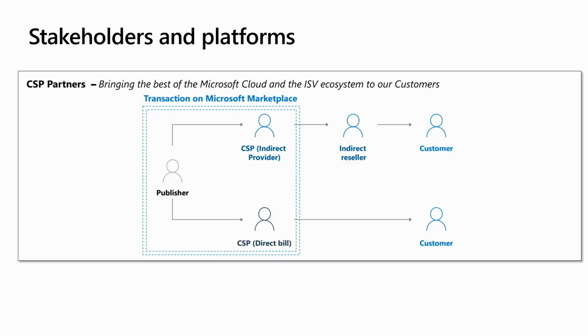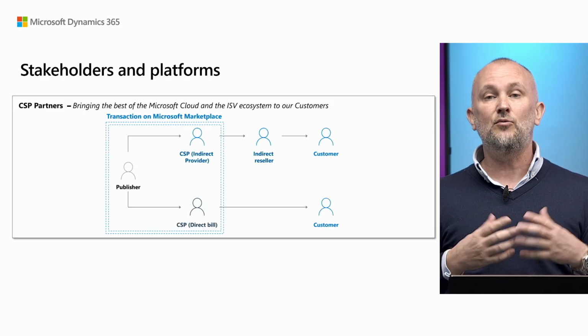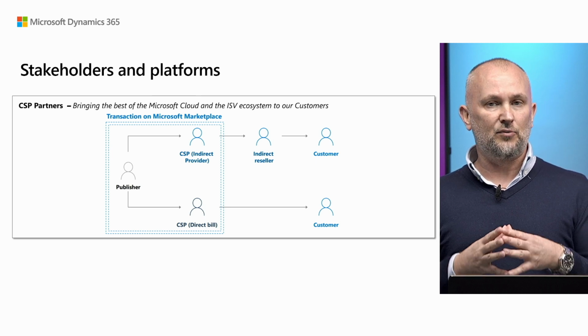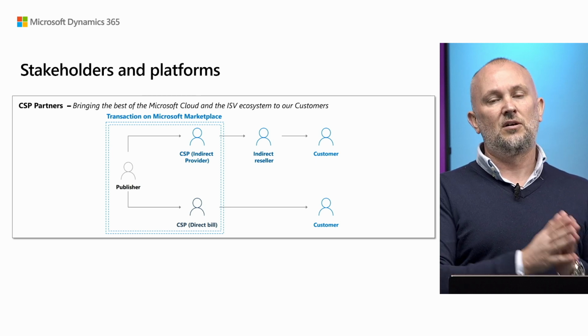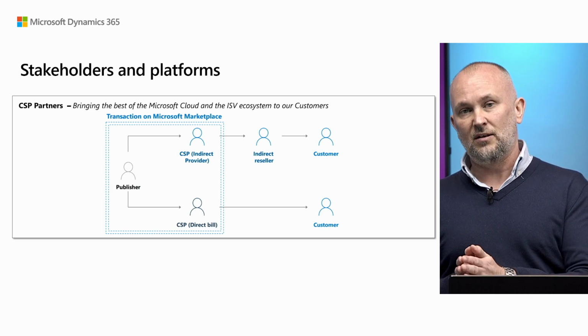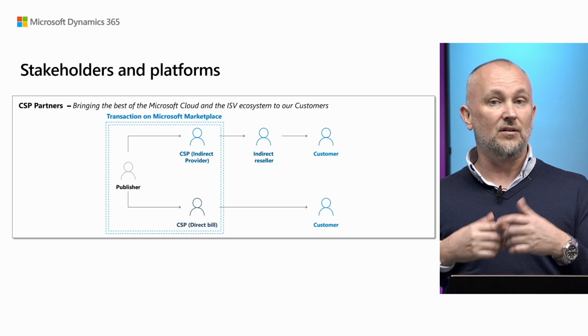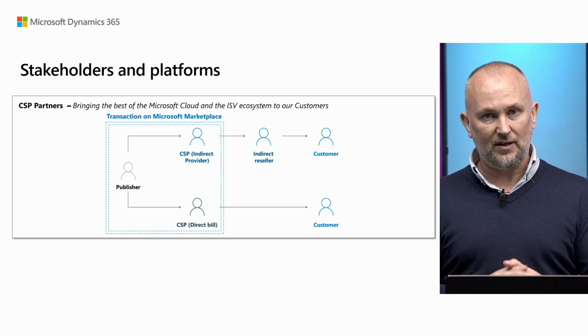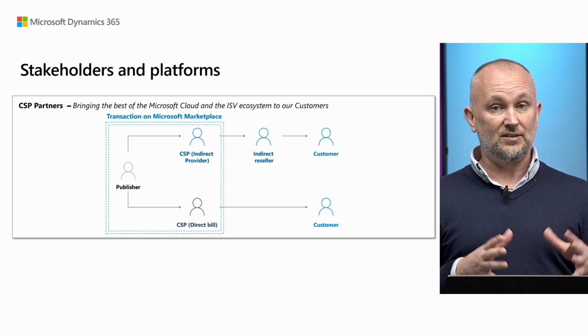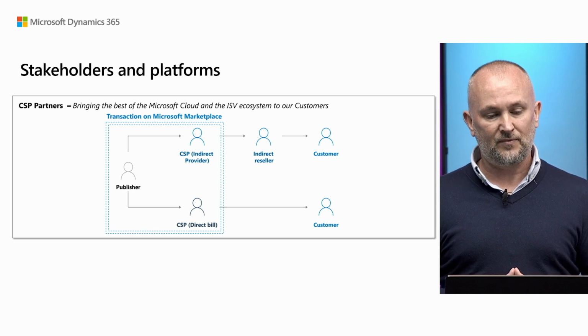There are two different CSP models available inside Microsoft. The very first model is a direct model. In a direct model, a customer will buy from a partner and the partner will buy from Microsoft. In an indirect model, a customer will buy from a reseller. The reseller will buy the license specifically from an indirect provider, and the indirect provider will buy from Microsoft. So there's an extra step in here.